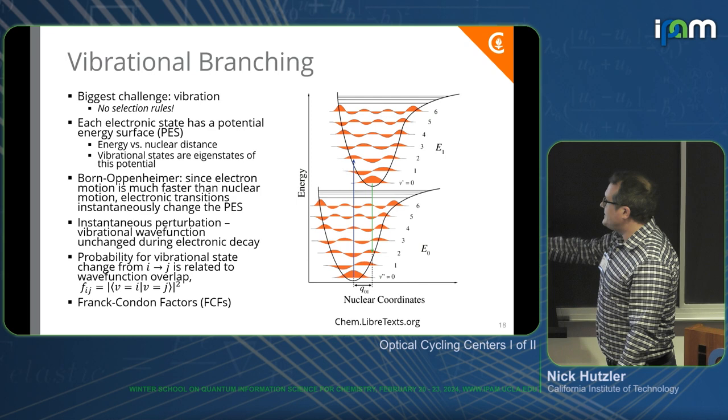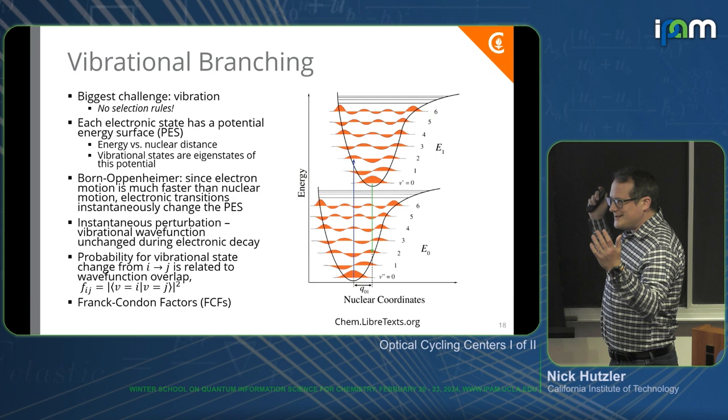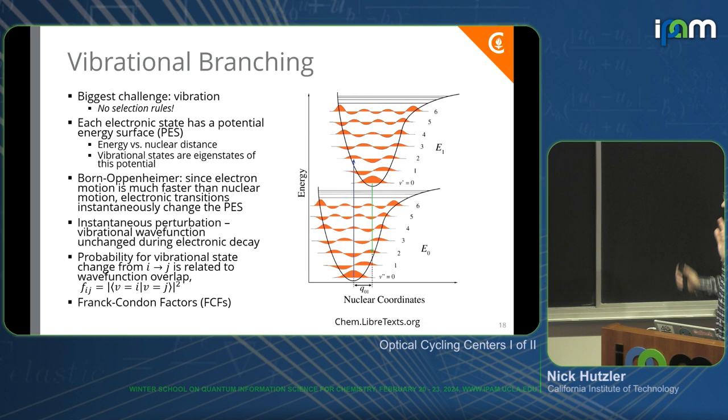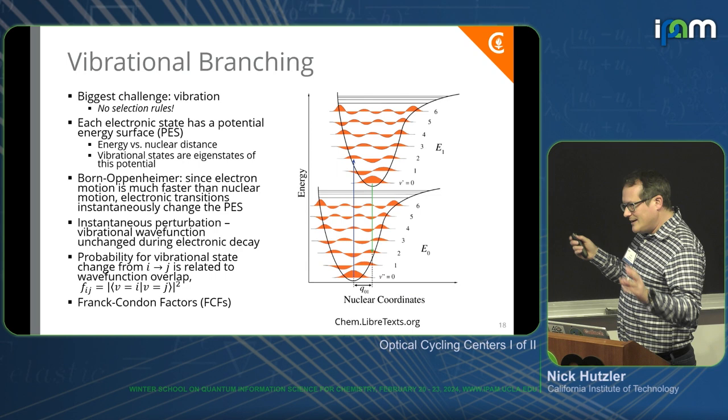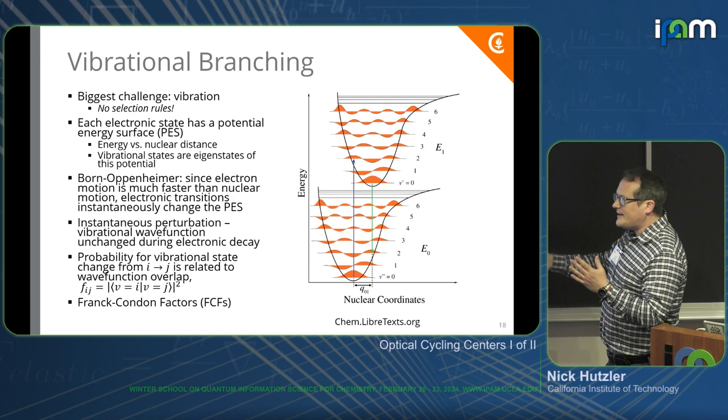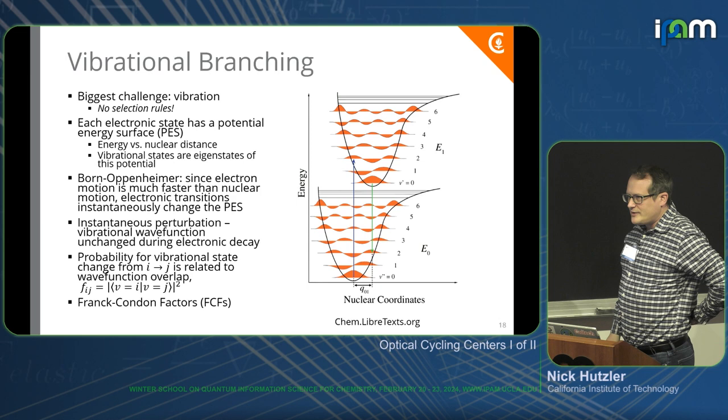And because the eigenstates of each of these potentials form a complete basis, there are continuum states, but you can take this and reproject it on all of these. You can write this wave function as a linear combination of all of these. And then the relative intensities of those different combinations give you the probability, when this starts up here and decays, of where it is going to end up. Yeah, and those are the Franck-Condon factors. Any other questions?